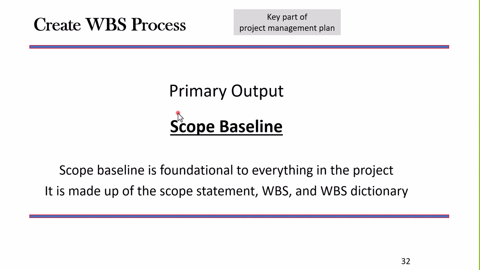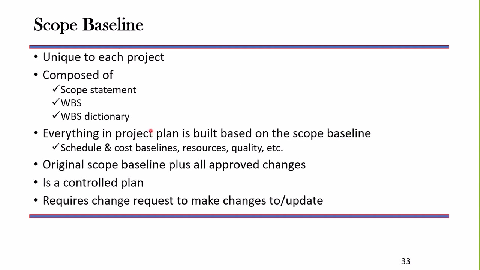Now the scope is foundational to everything else in the project. If we get the scope wrong, the project is going to be wrong. It's unique to each project. But look at this next bullet item. The scope baseline is made up of 3 things. The scope statement we talked about, the WBS we showed you, and the WBS dictionary, which contains the details for each work package. Everything else is going to be built based on the scope, the schedule, the cost, resources that we need, the quality.